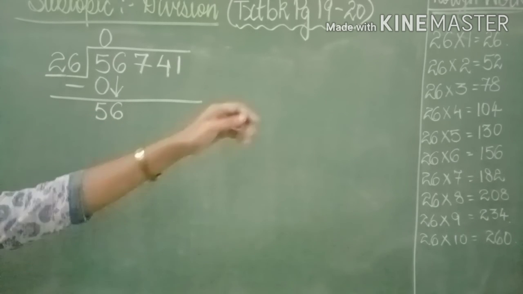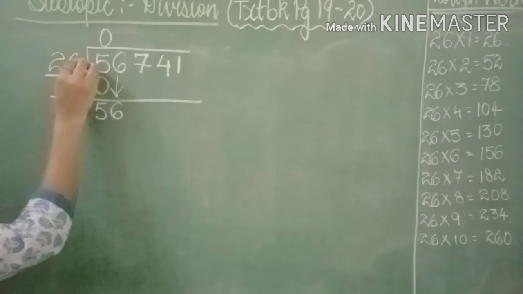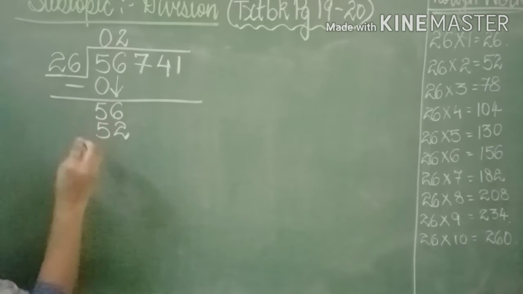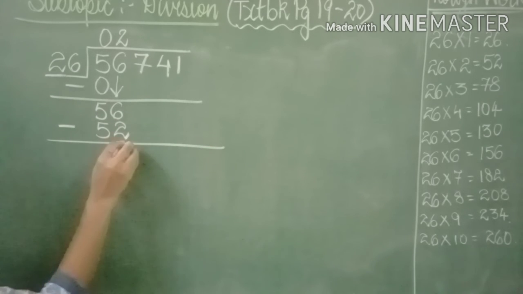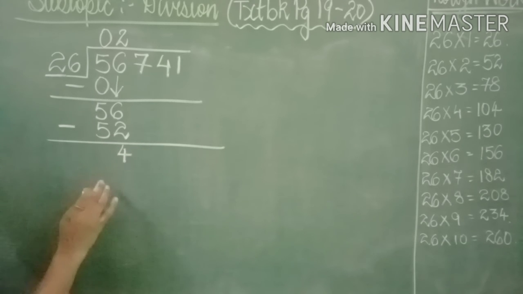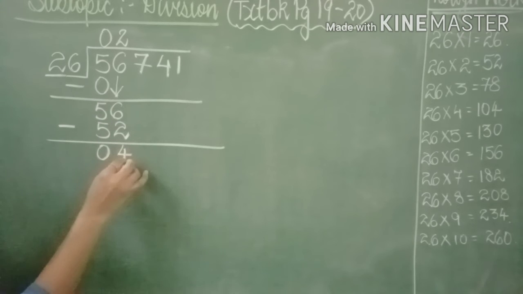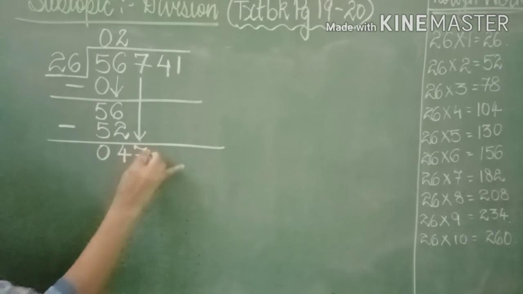56 we have got. Can you see it over here everyone? 26 2s is 52. So we will be writing 26 2s 52 and we will minus. Now 56 minus 52, answer will come as 4. You can write directly 4 or even you can write 04 so that we will not get confused. So you can also write 5 minus 5 is 0 and 6 minus 2 is 4. With an arrow we will write the next number, that is number 7.